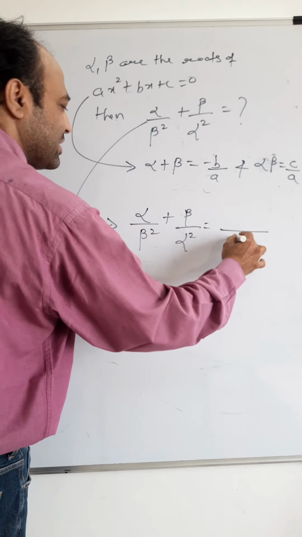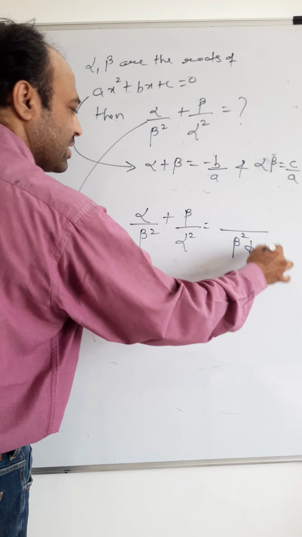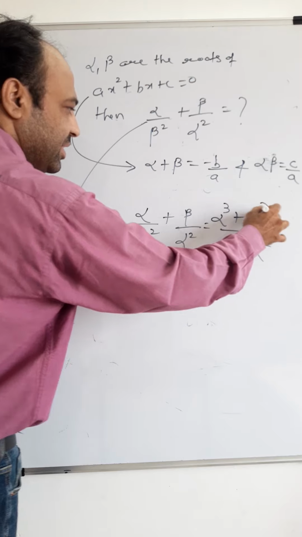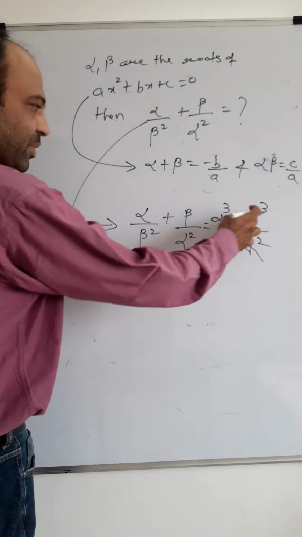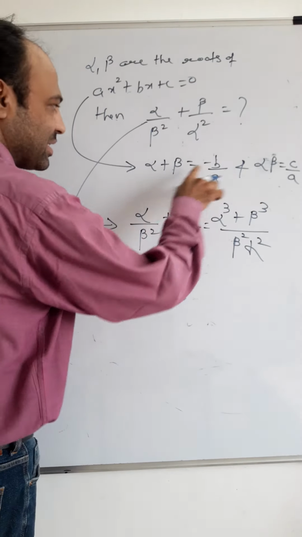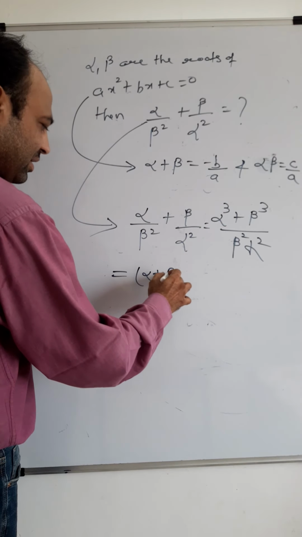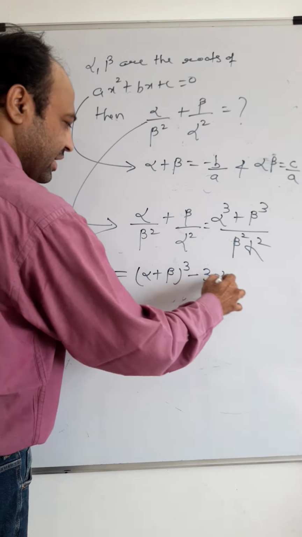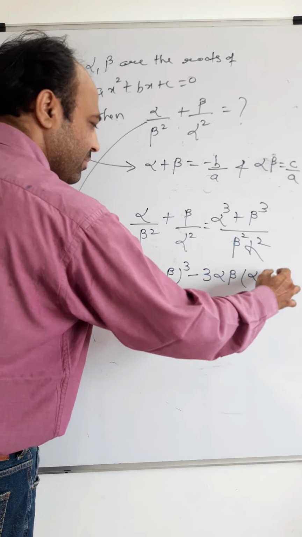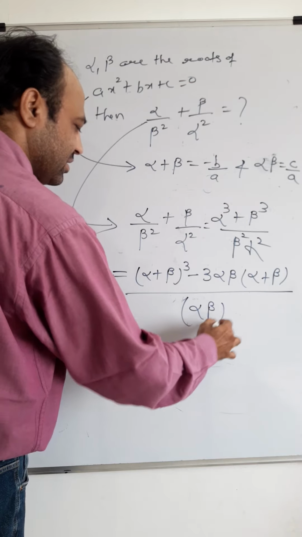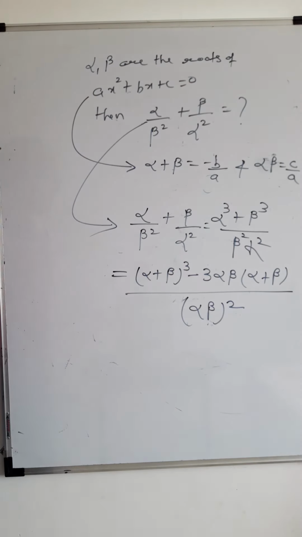So first we take the LCM, beta square alpha square. Here it will come alpha cube, here it will come beta cube. Now the a cube plus b cube formula will apply. Why? Because a plus b and ab are given. So it is alpha plus beta cube minus 3 alpha beta into alpha plus beta, and the denominator we have alpha square beta square.